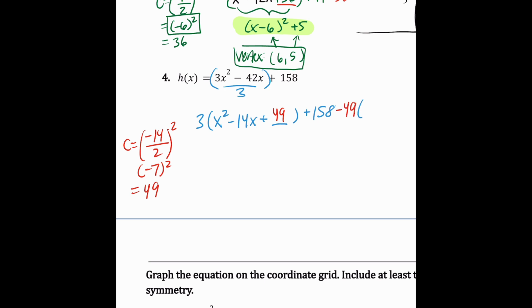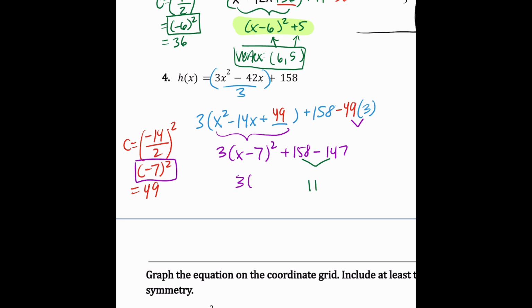But remember, I factored out a 3 in the beginning. So this is where I think about, what did I have before I squared it, which was this. I had x minus 7 squared plus, and I knew PEMDAS first, 49 times 3 is going to give me 147, and I still have 158. Okay, 49 times 3 is 147, and because I have a negative, it's negative 147. And then remember, I factored out a 3. PEMDAS tells me to do this, which when I subtract it, I get 11. And then I'm left with 3 times x minus 7 squared plus 11.